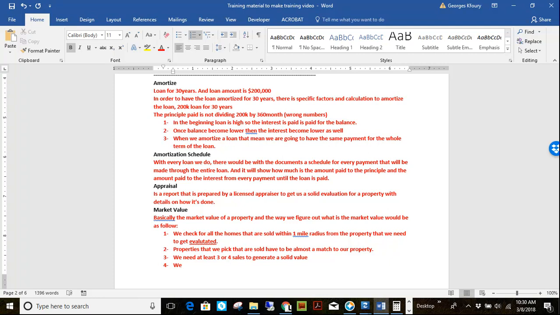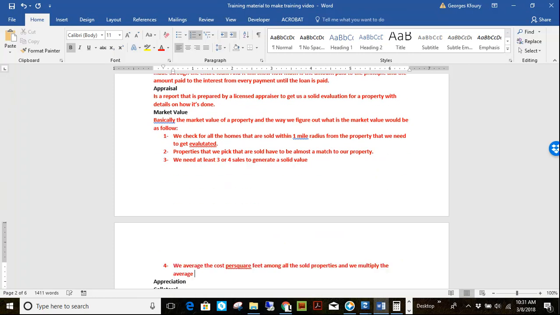Four, we average the cost per square foot among all the sold properties, and we multiply the average with our property square footage to come out with a solid value.